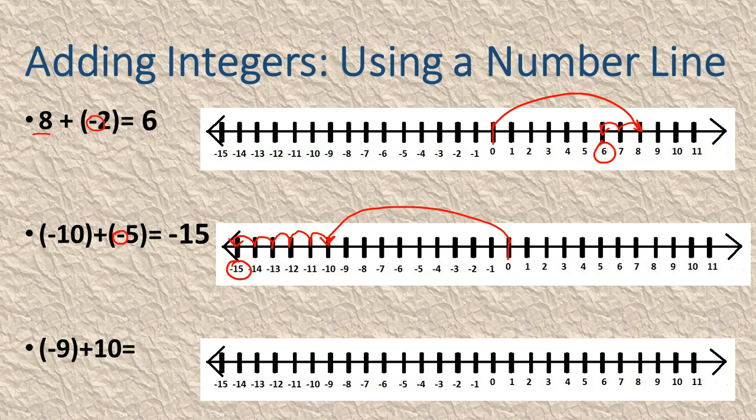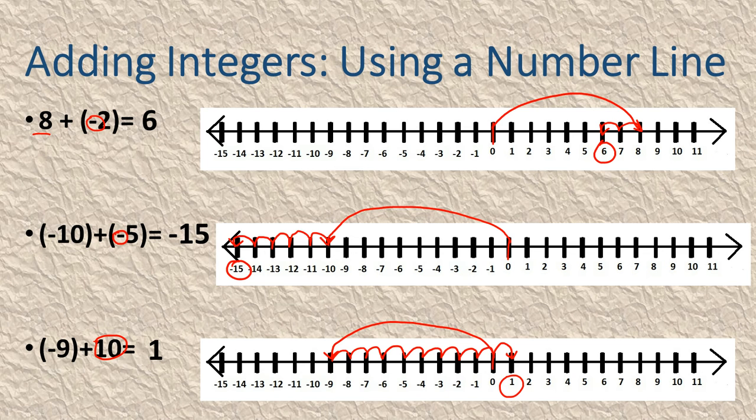Finally, this next one, we start at 0, and we go back to negative 9. We jump backwards in the negative direction 9, and then we move in the positive direction. Since this is a positive number, we go 1, 2, 3, 4, 5, 6, 7, 8, 9, and 10. If we had a negative 9 plus 9, that would give us 0. So since we're going negative 9 plus 10, we're going to end at a positive 1. So that is the second strategy, using a number line.